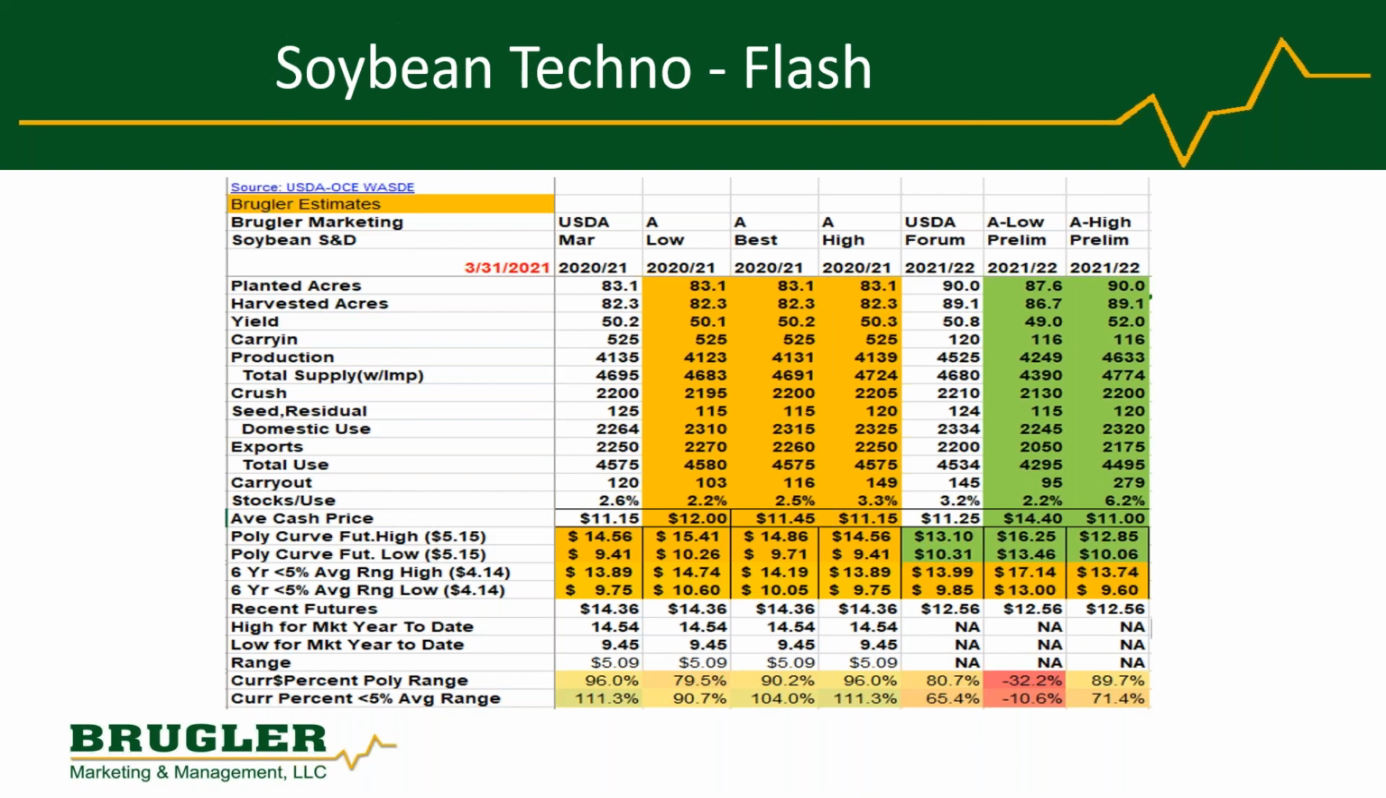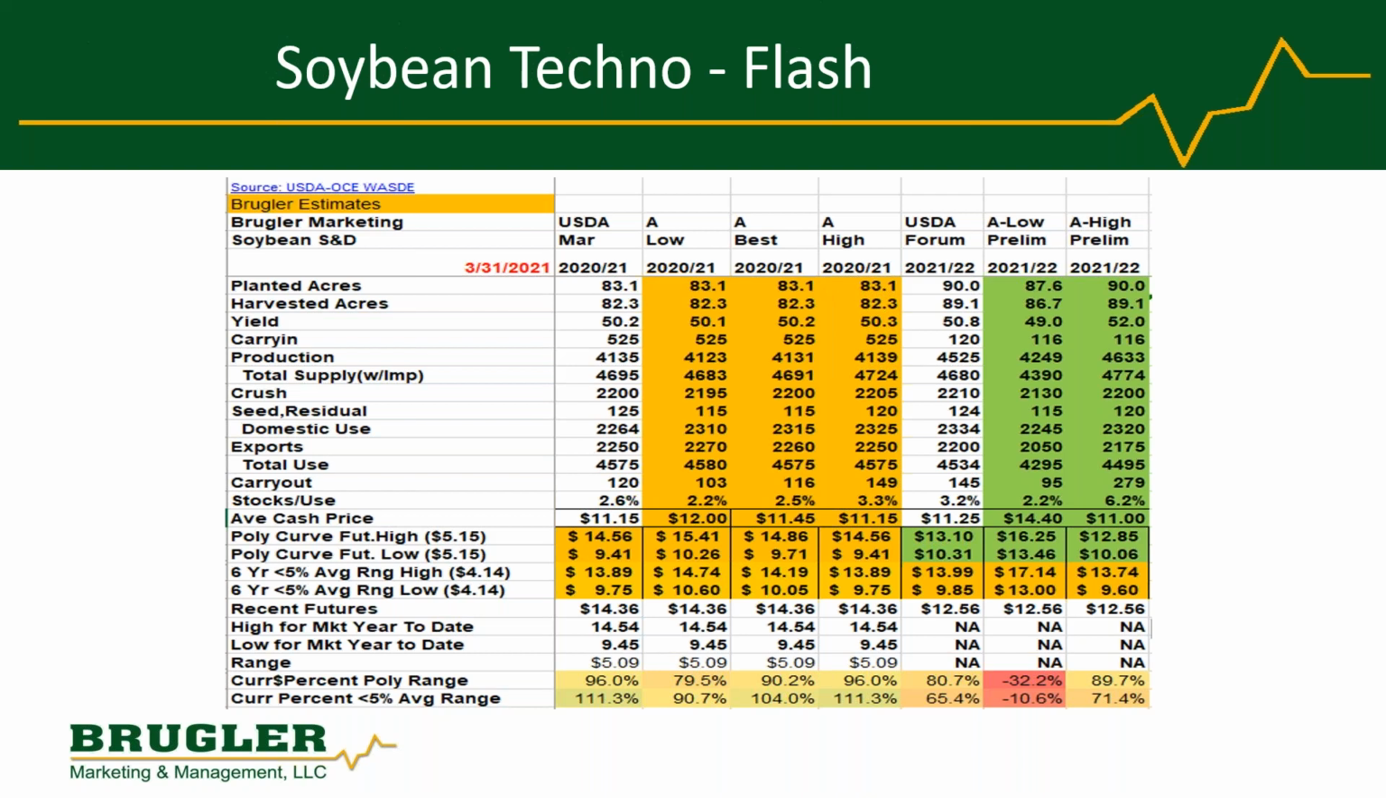That would imply with 11.45 cash, high futures would be around 14.19. We have gotten higher than that. We've got up to 14.54 because we've already had a $5 range. So this is an unusually volatile year in terms of price movement from where we were last fall.